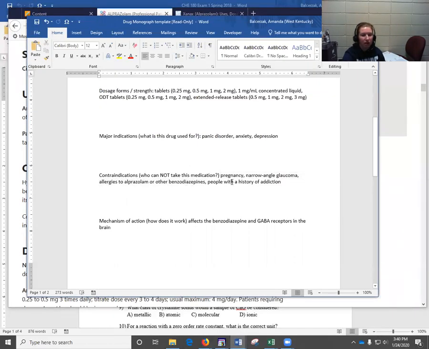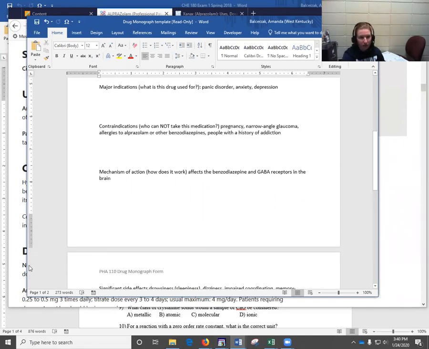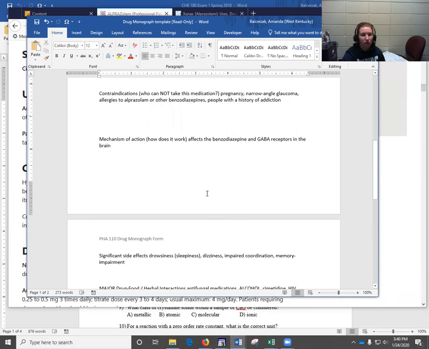So who cannot take it? And these I've kind of compiled from several other sources. So pregnancy is a big one, certain glaucoma, allergies, and people with a history of addiction. That's further on down. It may not be listed as a contraindication, but any pharmacist will tell you that.